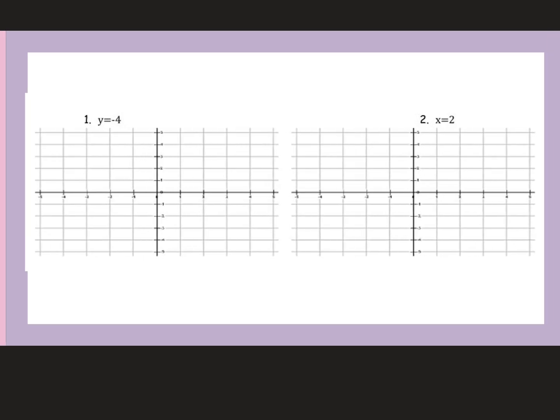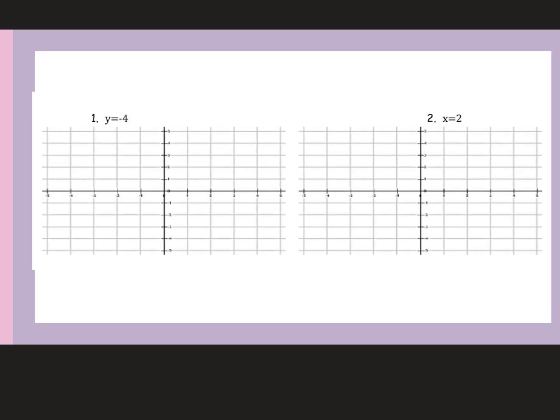All right. So here we go. We have y is equal to negative 4. So I know I have a y-intercept at -4. So I have a horizontal line at -4. Not a straight line, but a horizontal line. For number 2, I have x equals 2. So I know I have an x-intercept at +2. And I have a vertical line at x equals 2.